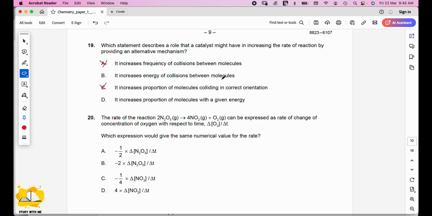And for the rate of the reaction of nitrogen oxide producing nitrogen dioxide and oxygen, which expression would give the same numerical value for the rate? So to calculate the rate, it will be negative 1 divided by the coefficient of the reactant times delta concentration divided by delta T. So the reactant here is N2O5. So the answer will be negative half delta concentration of N2O5 divided by delta T.